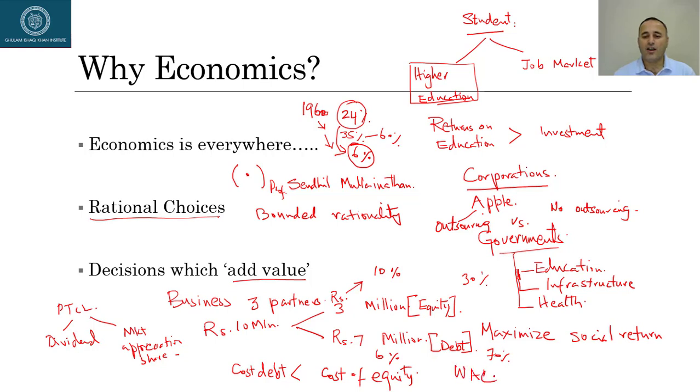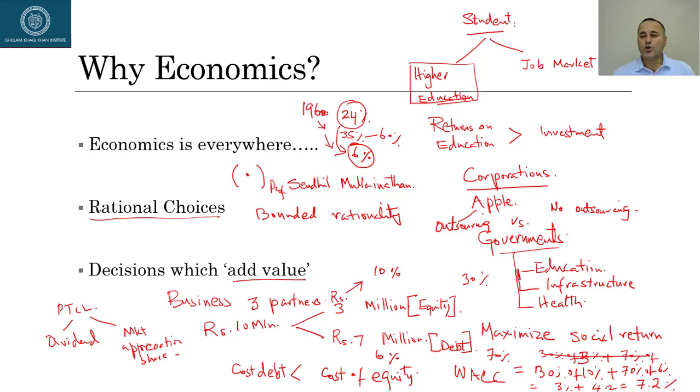So WACC, the weighted average cost of capital, in this situation is 30% of 10% plus 70% of 6%. Apologies, we have to talk in terms of return. So 30% of 10% return plus 70% of 6% return. This one is 3% plus 4.2%. So the weighted average cost of capital, if I did my calculations right, should be 7.2%.